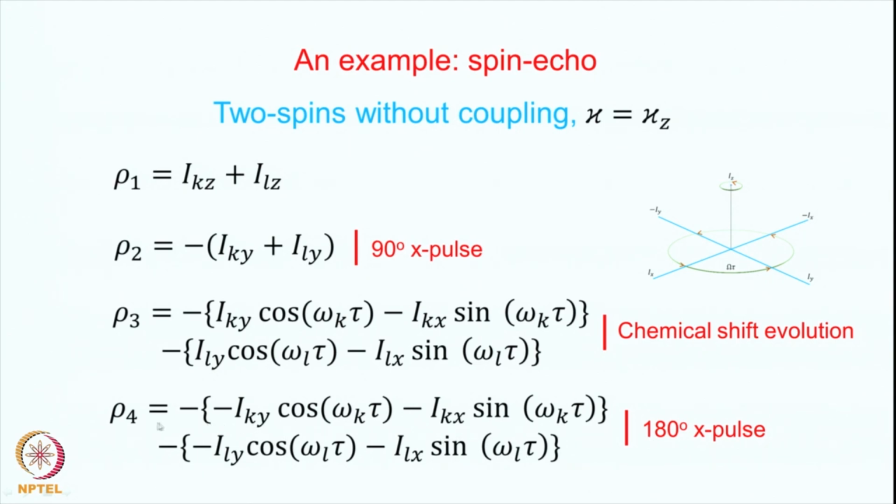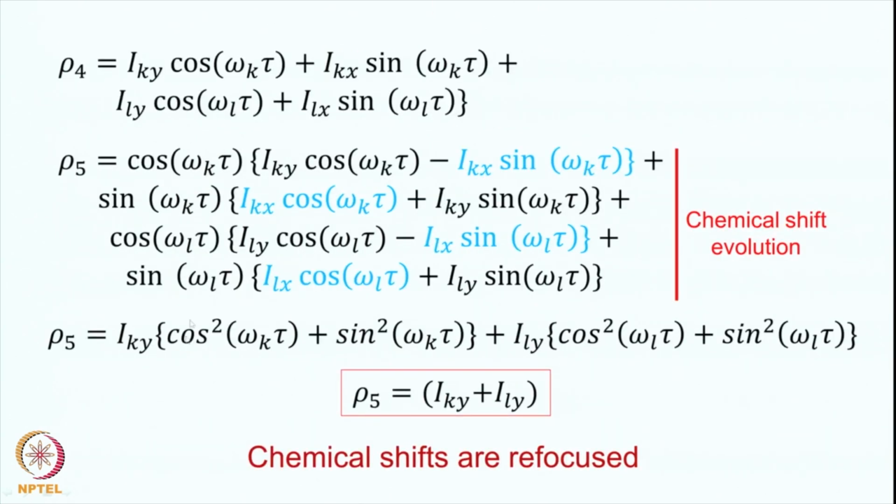Therefore, we now got the density operator at time point 4 in the pulse sequence. So, rearranging those terms, remove the signs, I rewrite this rho 4 as IKY cosine omega k tau plus IKX sin omega k tau plus ILY sin omega L tau plus ILX sin omega L tau. So, during the next tau period, I will have to evolve under the chemical shift once more. Again, there is no coupling, therefore, evolve under the chemical shifts only.